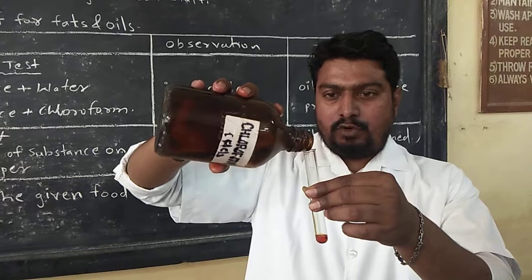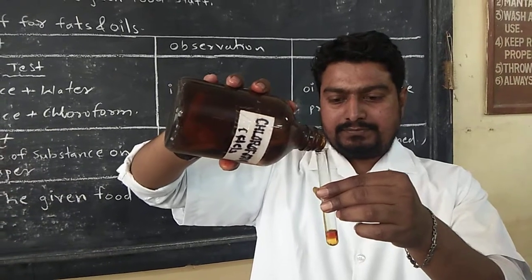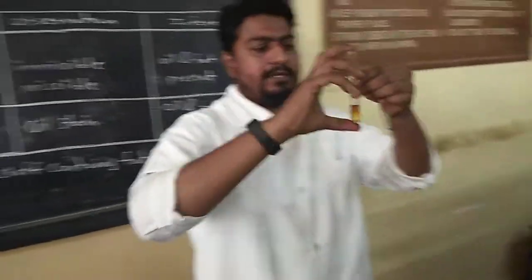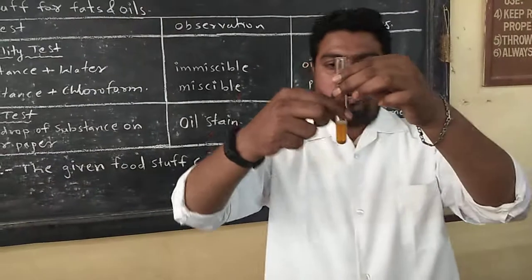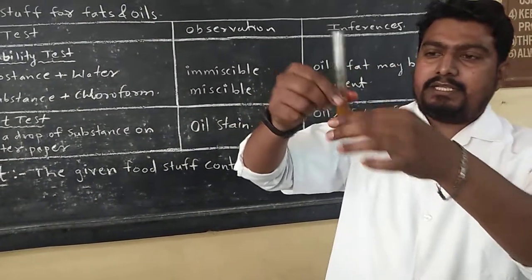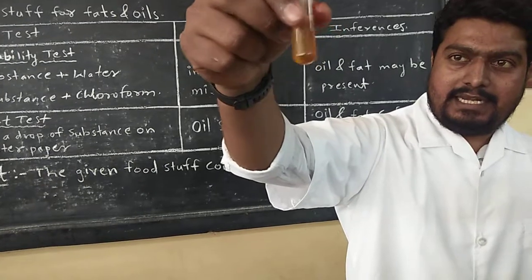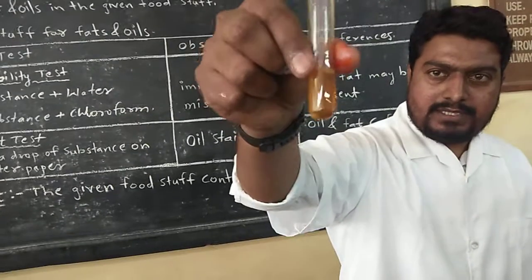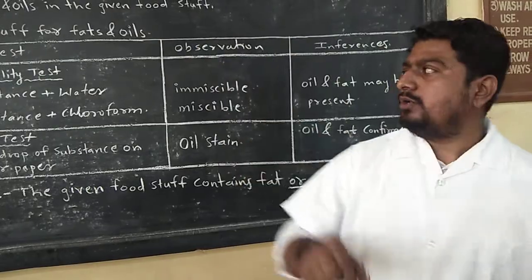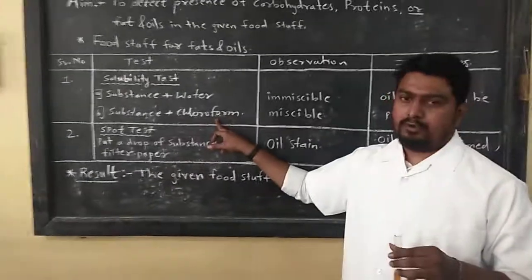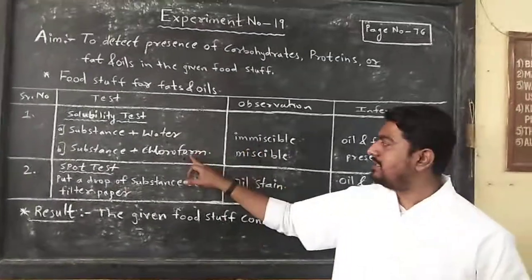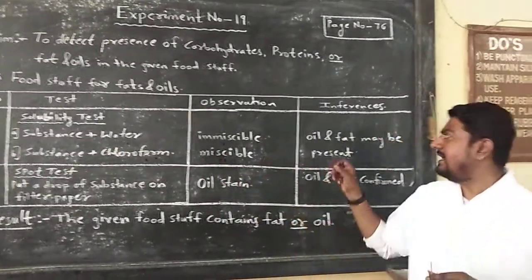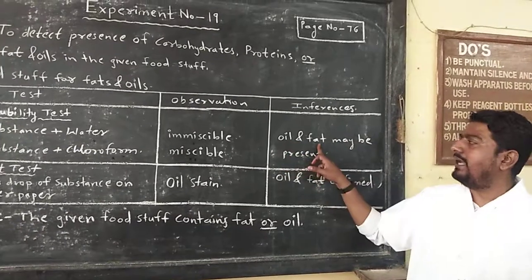After addition, you won't get two different layers. Check it properly. You will not see different layers. Can you see? A single layer you will see here. Can you see? Miscible. So the substance is miscible in chloroform. So when it is immiscible in water and miscible in chloroform, it confirms that the given foodstuff may contain oil and fat.